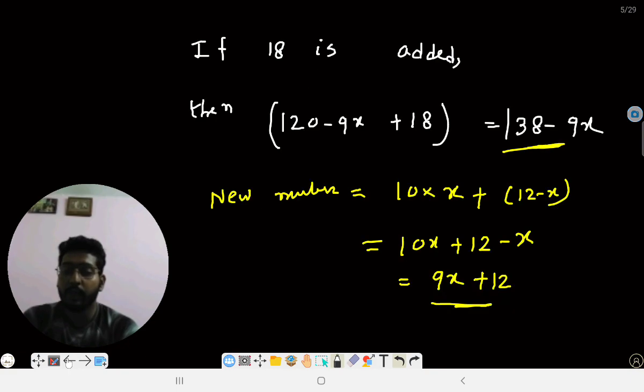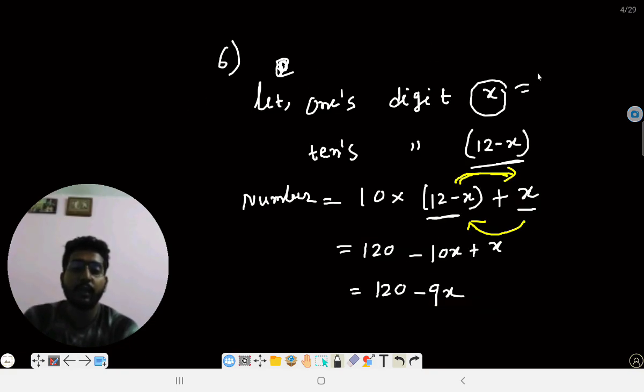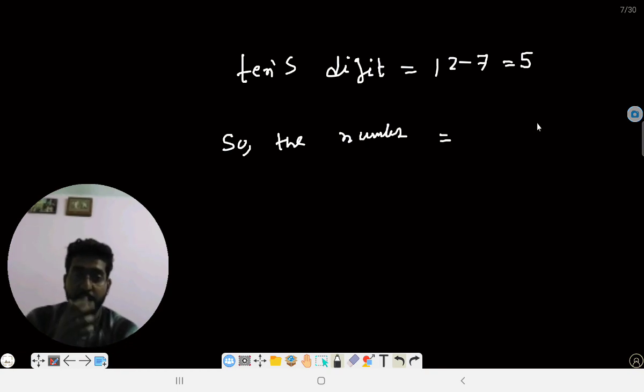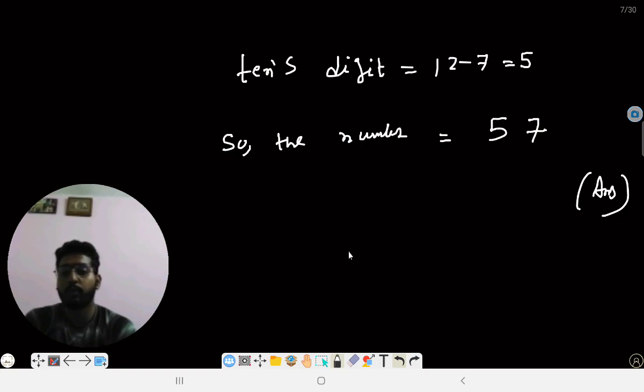So the ones digit is 7. Now what will the tens digit be? The tens digit will be 12 minus 7, that means 5. So what will the number be? Tens digit 5 and ones digit 7, so 57 will be the number. This is the way to solve this type of problem. First write the ones, then write the tens. So the number is 57. Now we can verify whether our answer is correct or wrong.